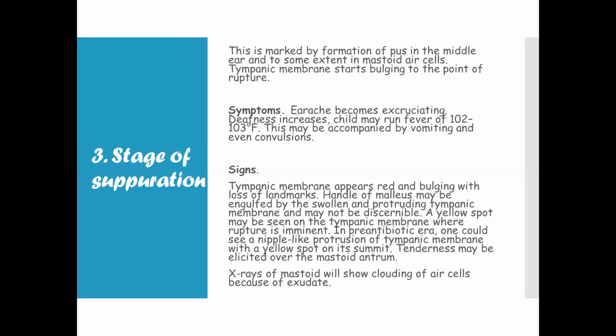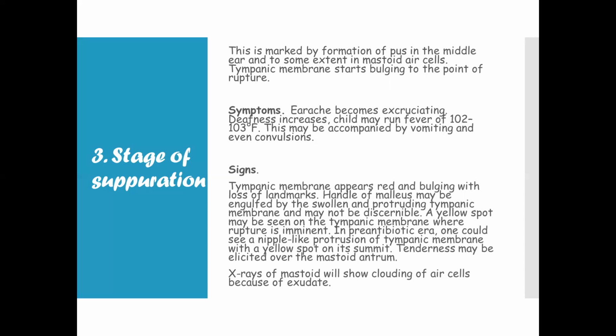3. Stage of suppuration. This is marked by formation of pus in the middle ear and to some extent in the mastoid air cells. The tympanic membrane starts bulging to the point of rupture. The symptoms include earache, which becomes excruciating, and deafness increases, which is basically the hearing loss getting worse. The child may run a fever of 102 to 103 degrees Fahrenheit. This may be accompanied by vomiting and even convulsions.